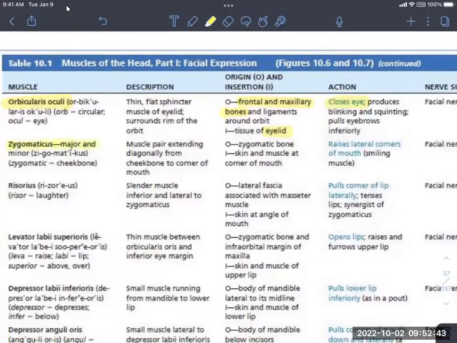We have zygomaticus major and minor. Think of that zygomatic bone. They attach somewhere at the zygomatic bone. Since it's zygomaticus, it'd have to. So zygomaticus major and minor originate at the zygomatic bone, and they insert at the skin and muscles at the corner of the mouth. Zygomaticus major and minor will raise the corners of your mouth upwards, or lets you smile.